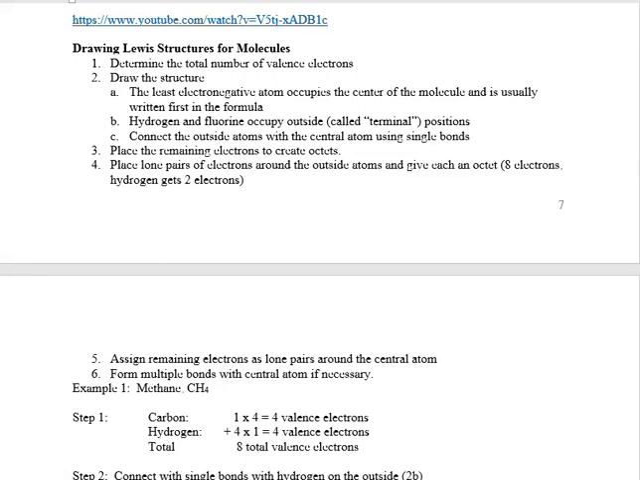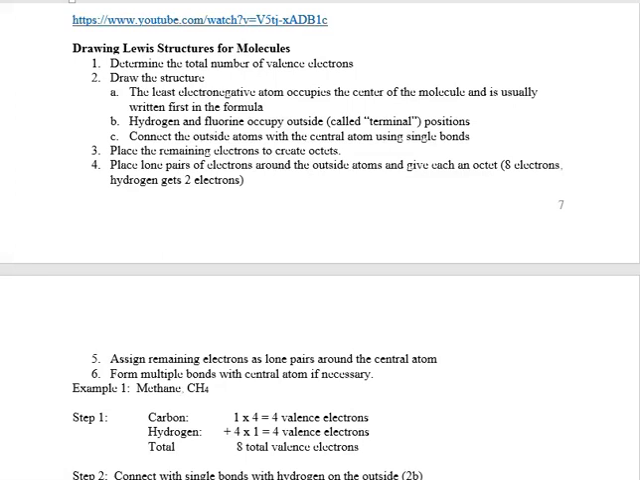So first, you determine the total number. You take the elements, the atoms, and the number of atoms that you're going to use in your molecule, and you determine the total number of valence electrons. You just count them up. Then you draw the structure.